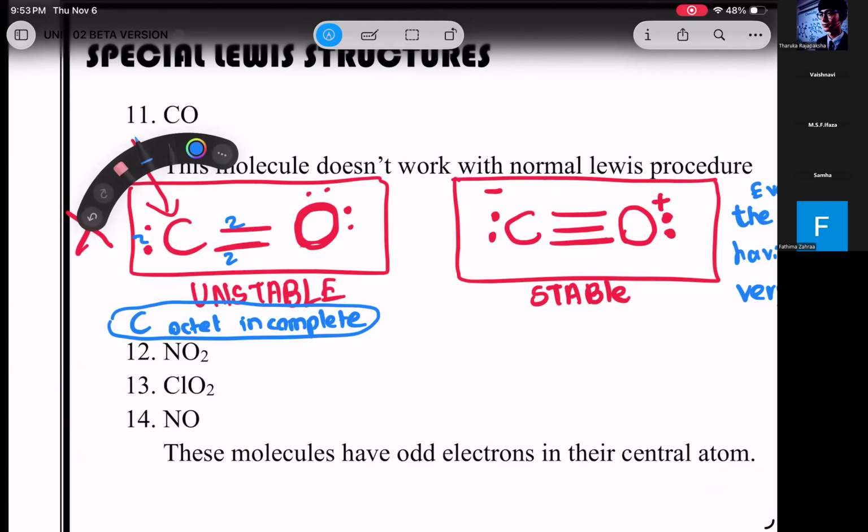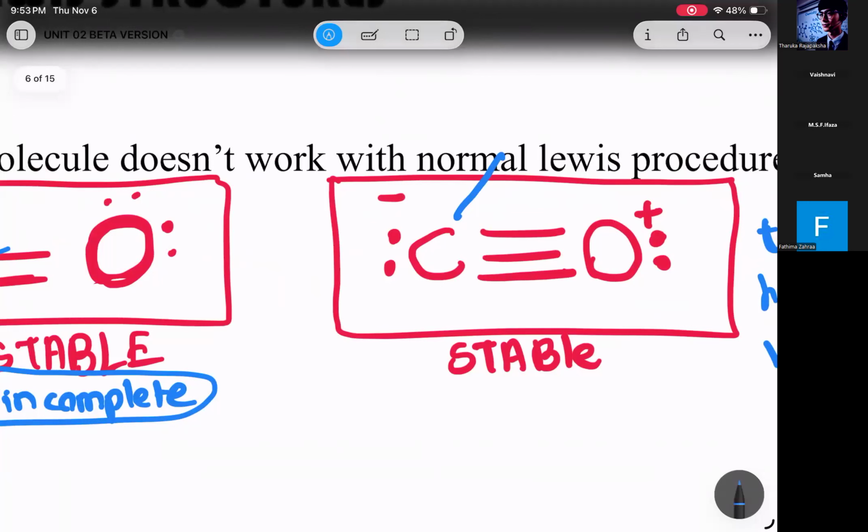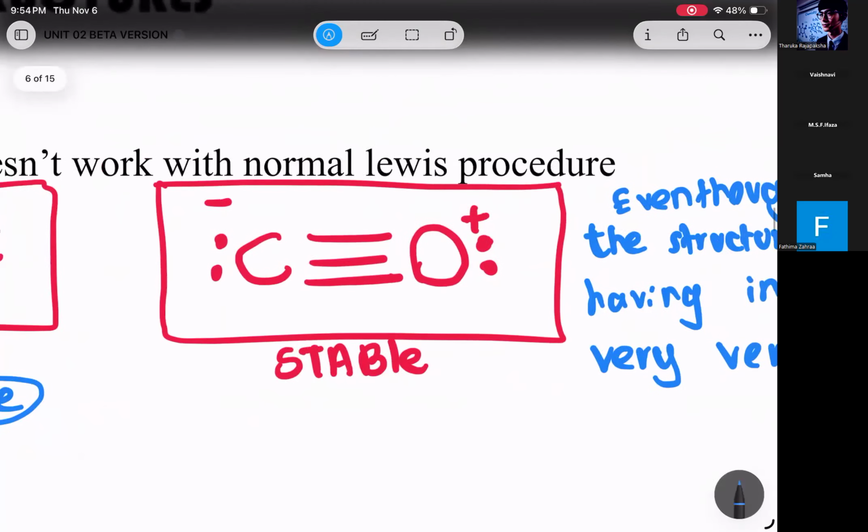So what carbon does is it will immediately ask for 2 electrons from oxygen. Now count the octet here: 2, 2, 2, 2. Octet complete. Oxygen also fine. හරිද? oxygen එකේ positive charge එකක් තියෙනවානේ. Count කරලා බලන්න 2, 2, 2, 2. හරිද? Octet complete. Both have octet complete.